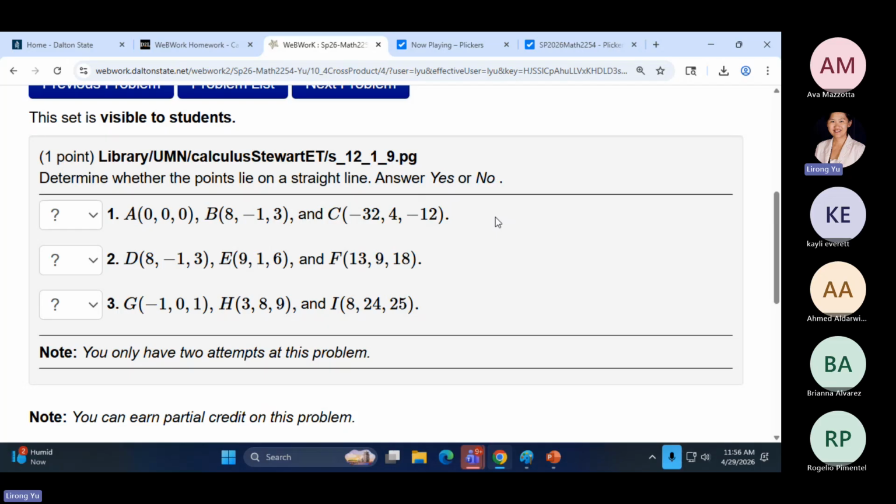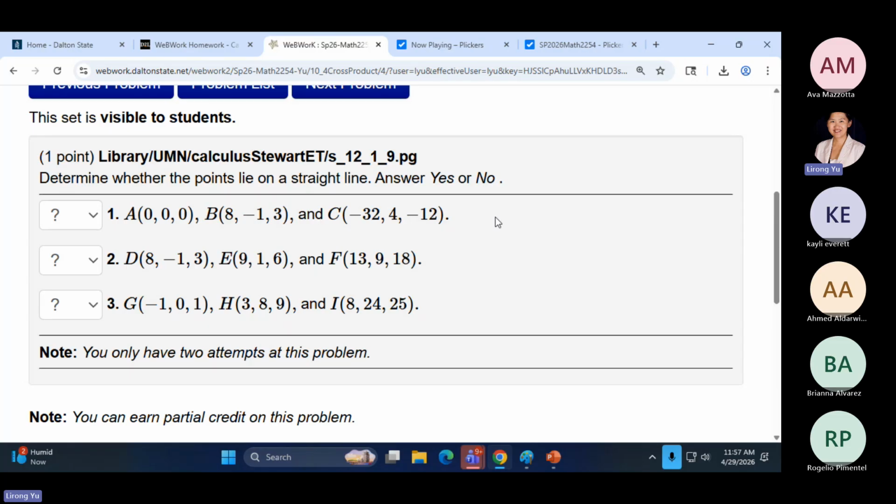And you can count the first one, 8 minus 0. So 8, negative 1, 3 is the first vector. Negative 32 minus 0, they're all minus 0. So the second vector is negative 32, 4, negative 12. And we can see if these two are parallel. The ratio is negative 4. So we multiply 8 by negative 4, we get negative 32. Negative 1 times negative 4 is 4. 3 times negative 4 is negative 12. So they're parallel, right? That means AB and AC are parallel.